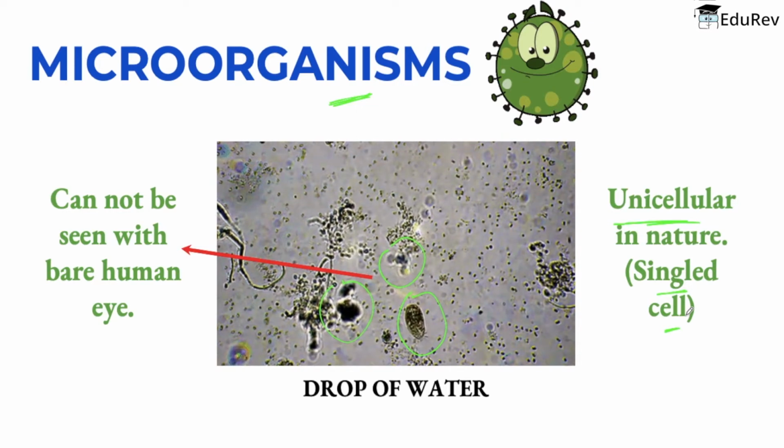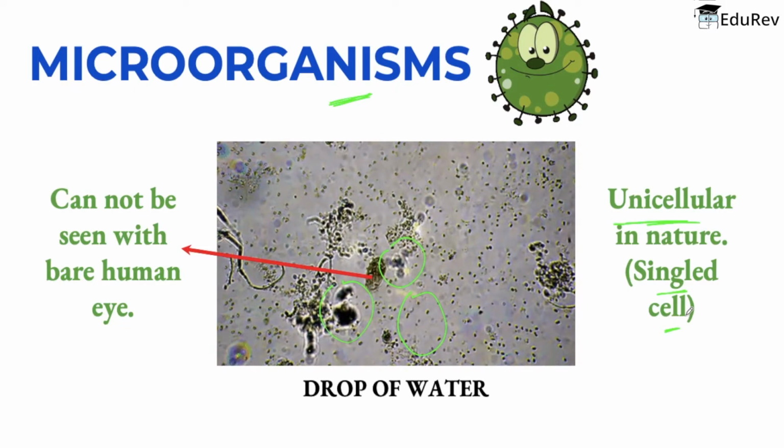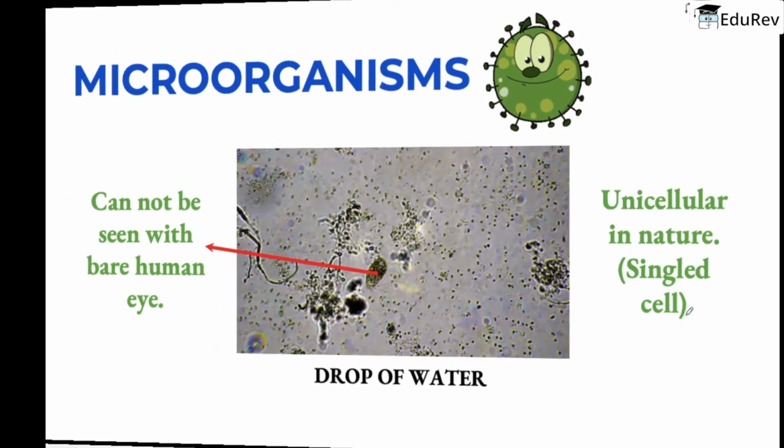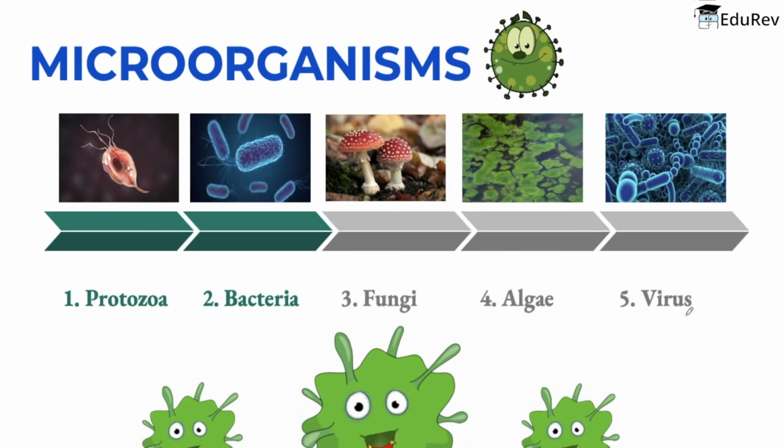And also, let's see how we can actually classify these microorganisms or microbes. We can classify microorganisms into 5 categories. Number 1, we have protozoa, then we have bacteria, then fungi, then algae, and finally, we have viruses. So, let's study all of them in detail.